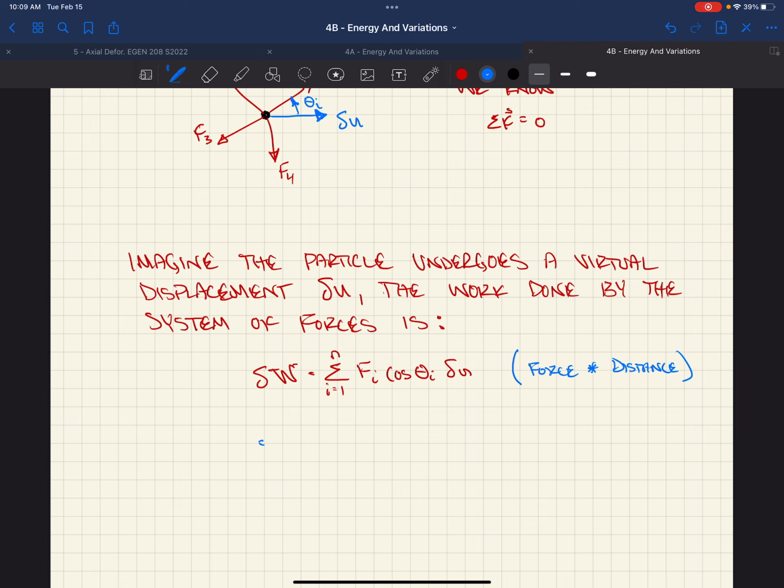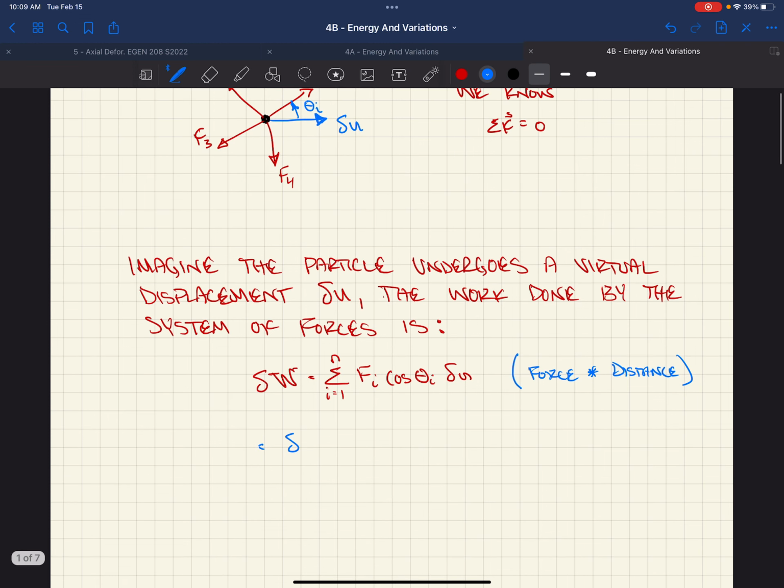Right, so we can move this out front. So we get delta W equals delta U times the summation i equals 1 to n of f sub i cosine theta sub i. Just move the delta U out front. What does that mean? Well, this is zero when in equilibrium.